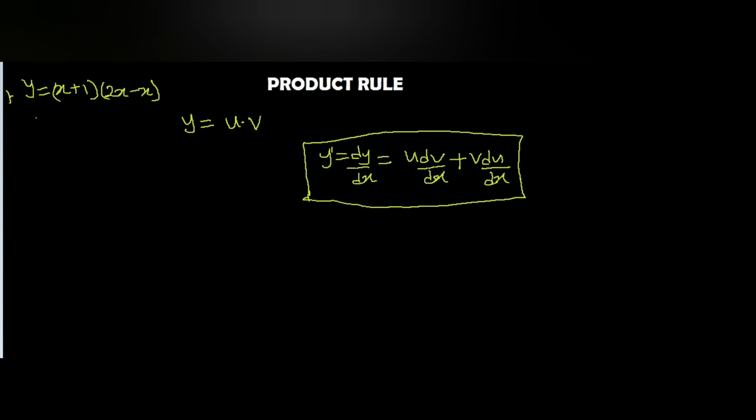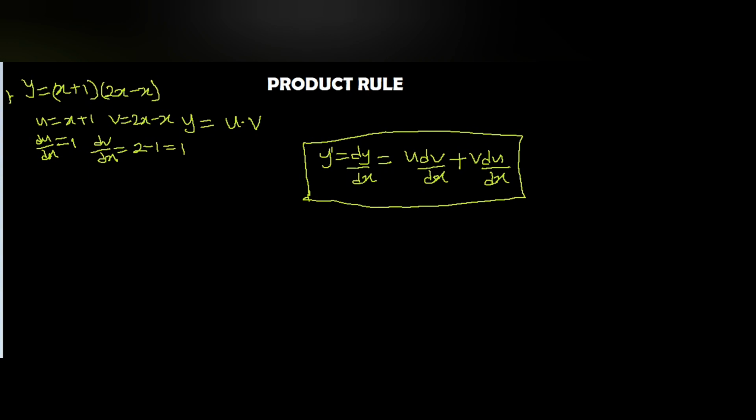Now here you are going to take u to be equal to x plus 1. So du/dx is going to be equal to 1. Then let's take v to be equal to 2x minus x. Now dv/dx is going to be equal to 2 minus 1, which is equal to 1 as well.